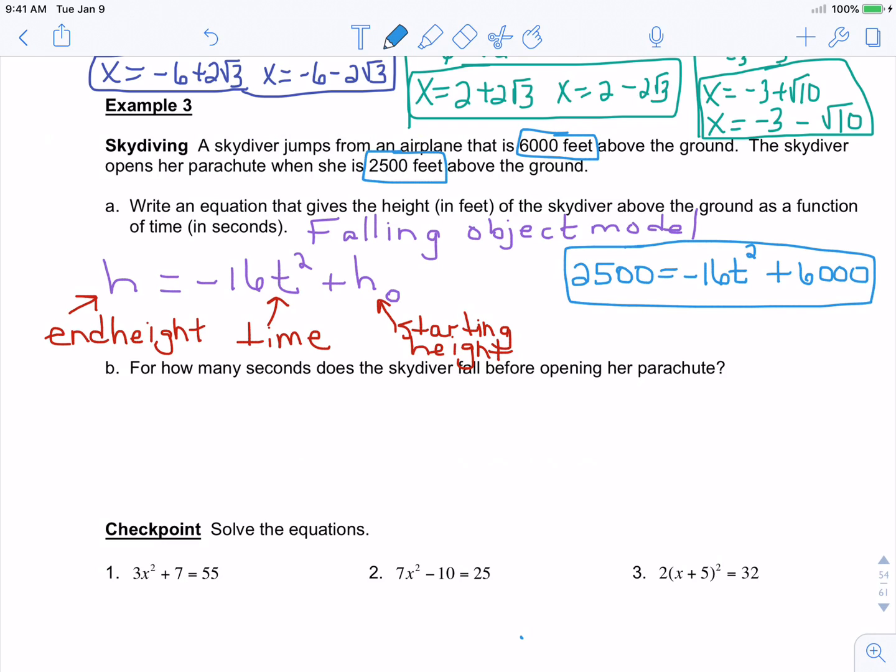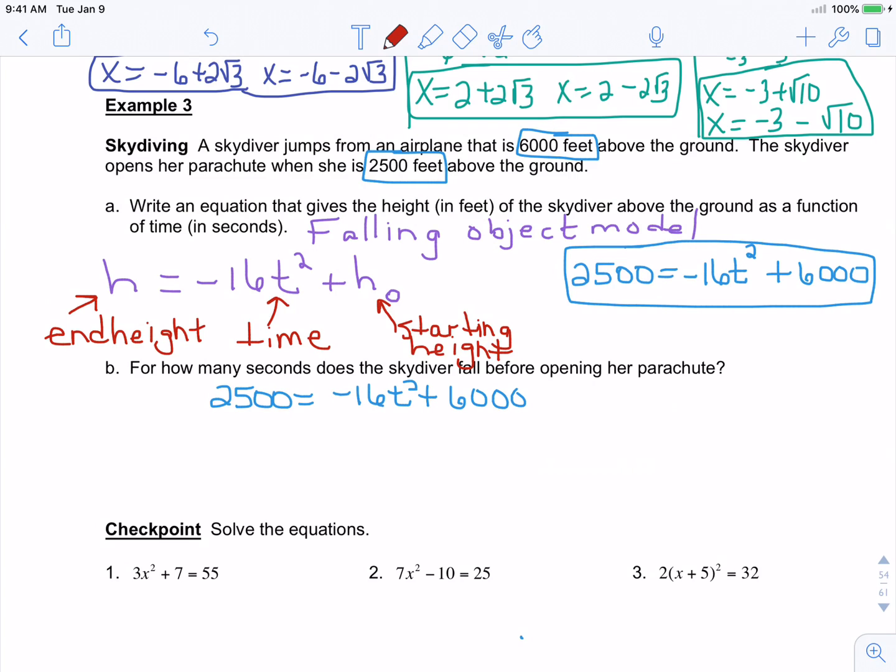So for part B, how many seconds does the skydiver fall before opening her parachute? We are going to use the equation that we just created from part A, and we are going to solve the equation for t, because we want to find how many seconds, and seconds represents time. Now this is where we have to use the process we've discussed all year. How do we get a variable by itself?